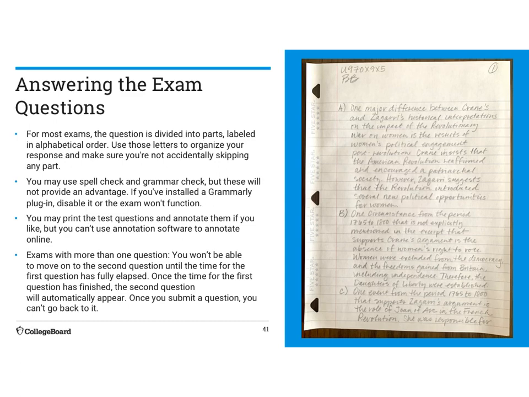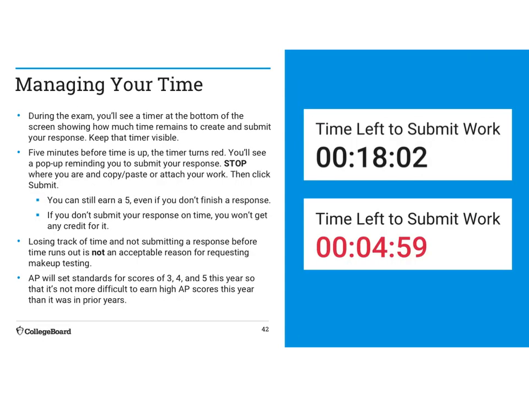You won't be able to move on to question 2 until that time happens. You'll be automatically progressed through the questions as you go. Also, once you submit the question, you can't go back to it. When you start the question, there will automatically be a timer. You'll have the option to disable it. I wouldn't. Do whatever you can in the time allotted, even if you don't finish the question, and use the 5-minute period to upload your response. Losing track of time and not submitting your response is not an acceptable reason for requesting makeup testing.